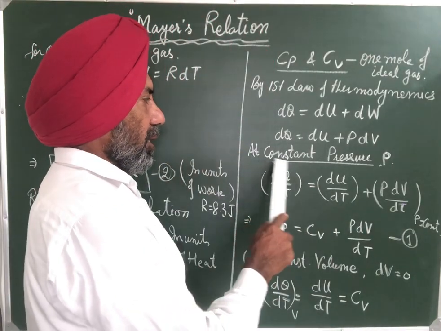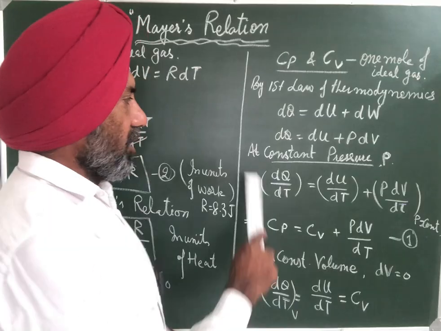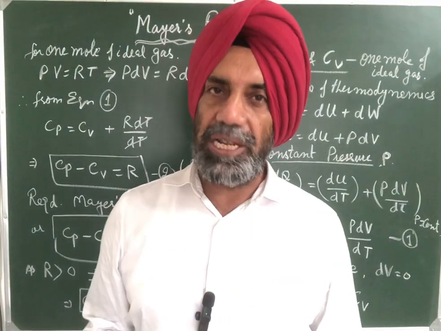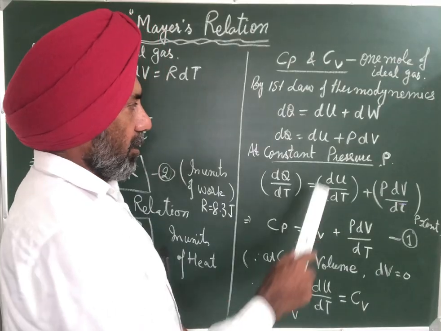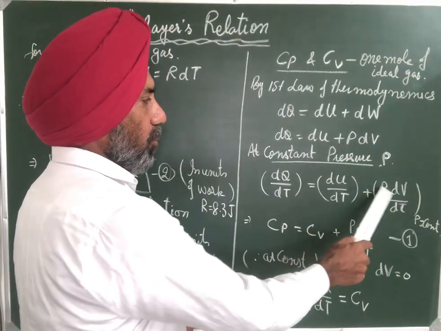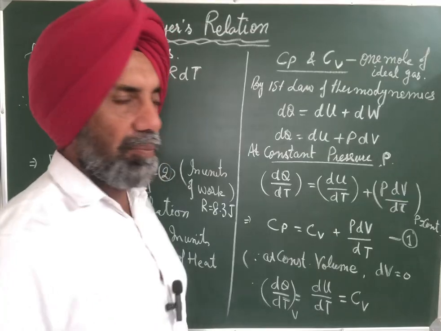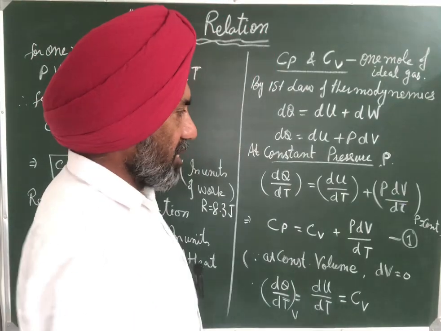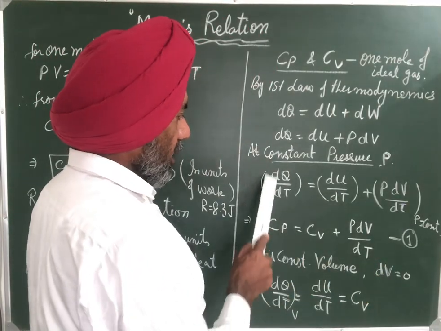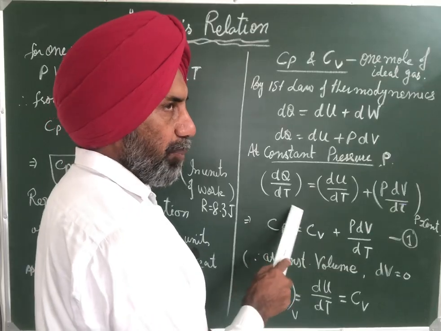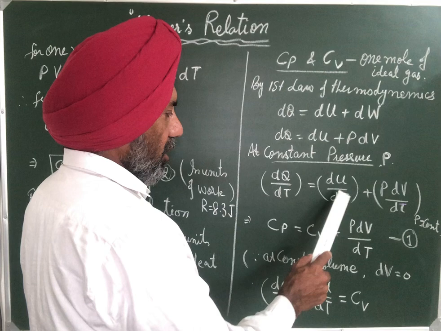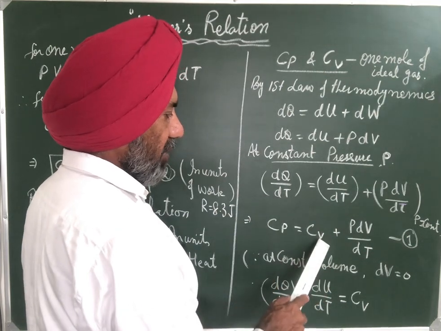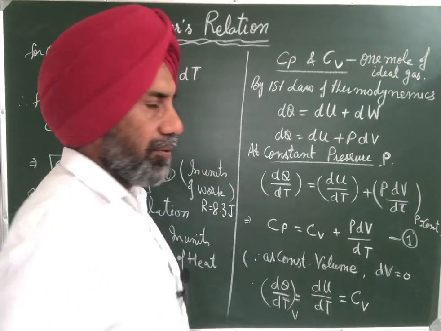Now, when pressure is kept constant, dq by dt is equal to du by dt plus pdv by dt at constant pressure. When pressure is kept constant, this dq by dt at constant pressure is given by Cp, the molar specific heat at constant pressure, and therefore Cp is equal to Cv plus pdv upon dt.